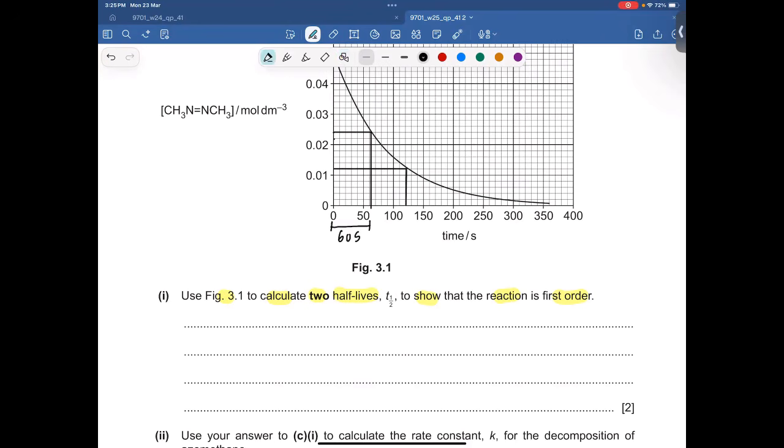Okay. So from here to here, time is basically 120 seconds. This is the first half-life, 60 seconds. And the second half-life is basically 120 minus 60. So it's basically 60 seconds. Okay. So it's a constant half-life.